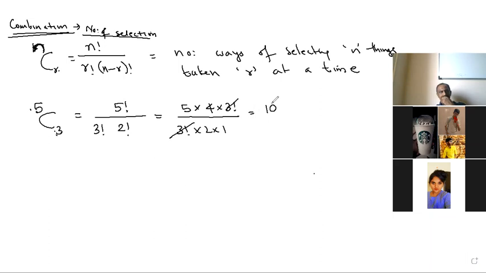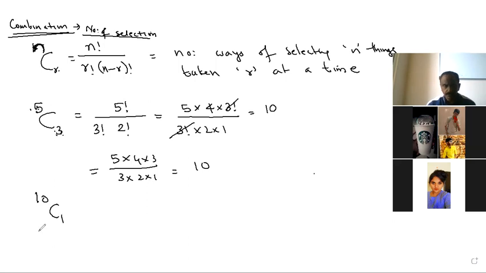Shortcut method of calculation. See, from 5 write 3 numbers. From below, start from 3 and write 3 numbers, and that will give you the answer. That is the shortcut method, but if you don't write the whole definition, you can do that. Upper number starts with 5, lower number starts with 3. Lower number is 3 terms, upper number also 3 terms.